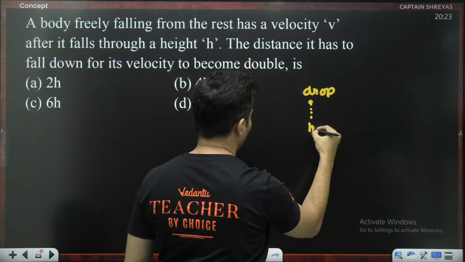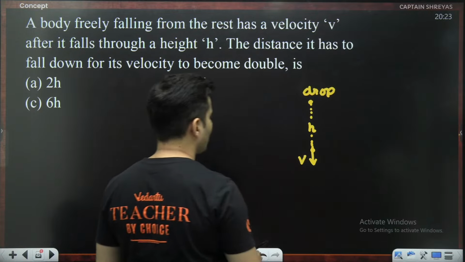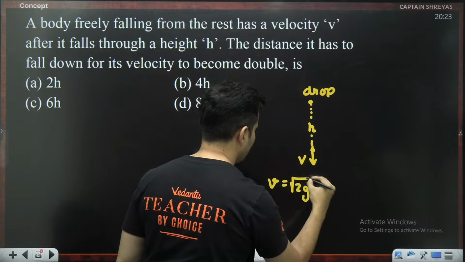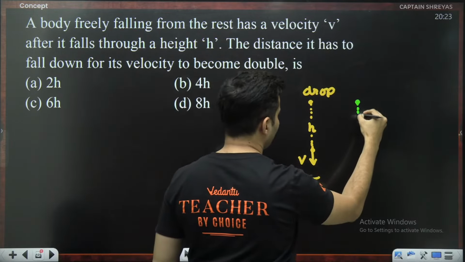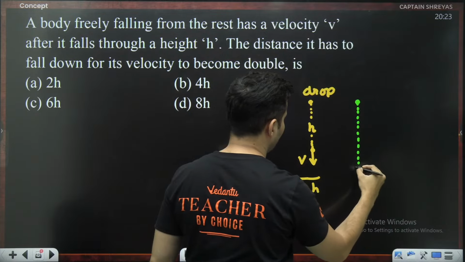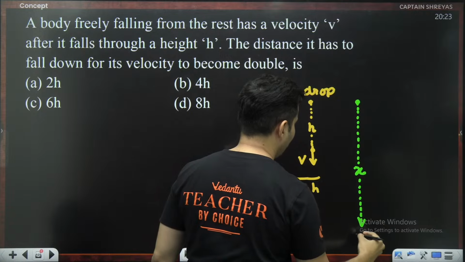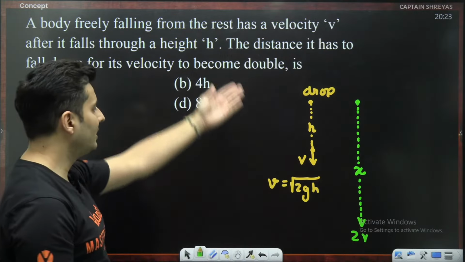I drop something, and it comes down by height h. And over here, the velocity is v. And we all know v is root of 2gh. We just saw this formula. Now the real question is, same thing, how much should I drop? In fact, I will call this x, so that our velocity is double.